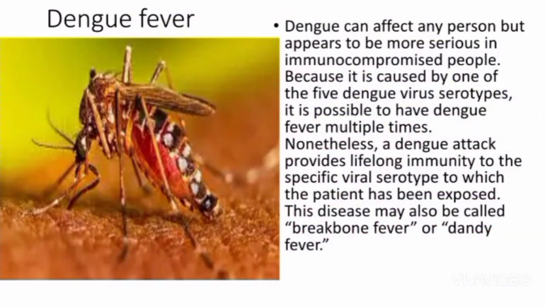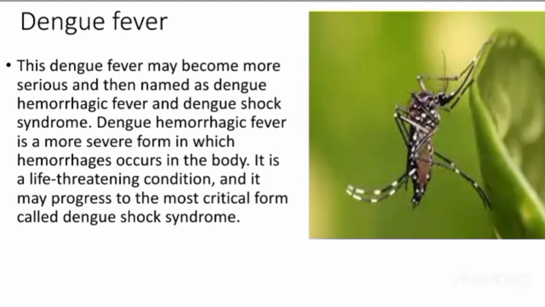Dengue can affect any person but appears to be more serious in immunocompromised people. Because it is caused by one of the 5 dengue virus serotypes, it is possible to have dengue fever multiple times. Nonetheless, a dengue attack provides lifelong immunity to the specific viral serotype to which the patient has been exposed. This disease may also be called breakbone fever or dandy fever.